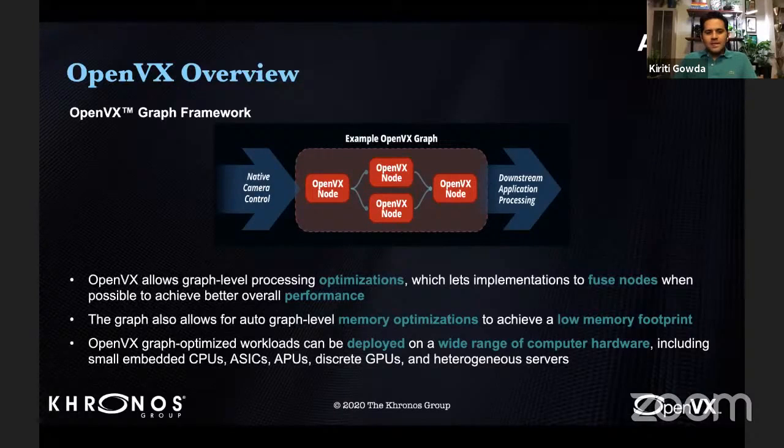And the third one is deployment. When you want to deploy a computer vision or machine learning application, you want to see whether your application is supported across CPUs, ASICs, discrete GPUs. And OpenVX has a bunch of implementations, which I'll show you in future slides. It has a diverse range of computer hardware that you can use right now.